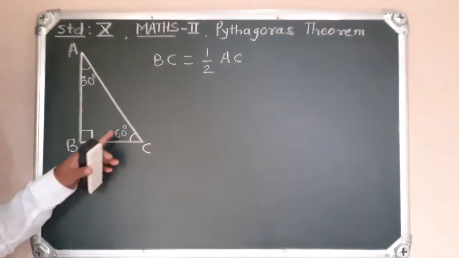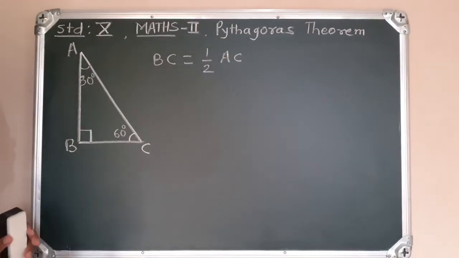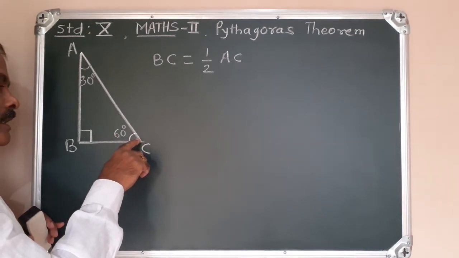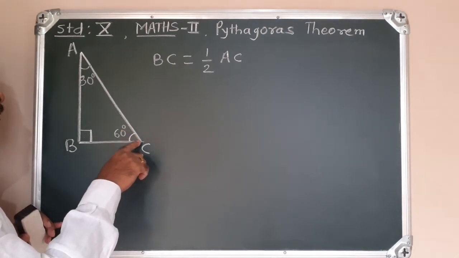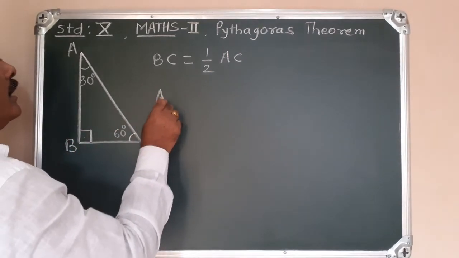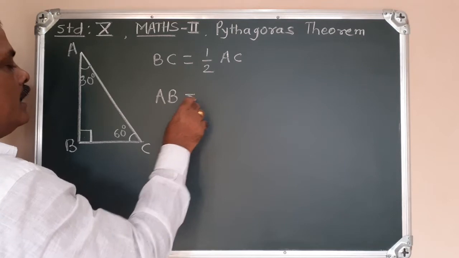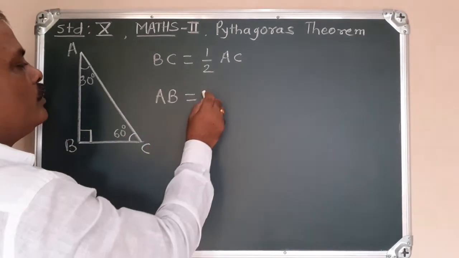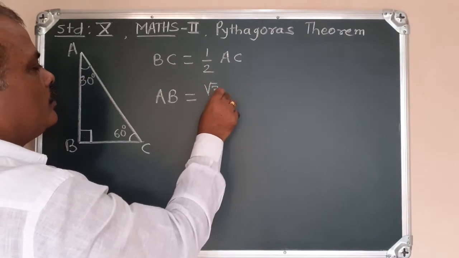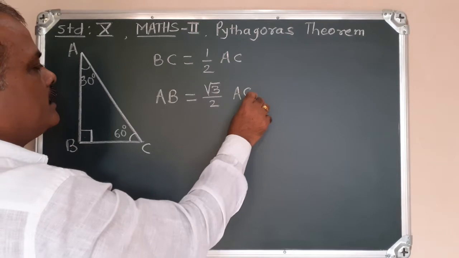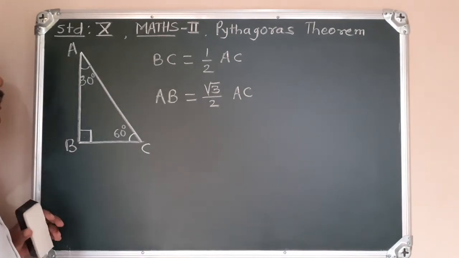And side opposite to 60 degree angle. So which angle is of 60 degree? So angle C is of 60 degree. So side opposite to angle C is AB. So AB is equal to side opposite to 60 degree angle, root 3 upon 2 times hypotenuse. So root 3 upon 2 times hypotenuse, that is AC. Root 3 upon 2 into AC is equal to AB.